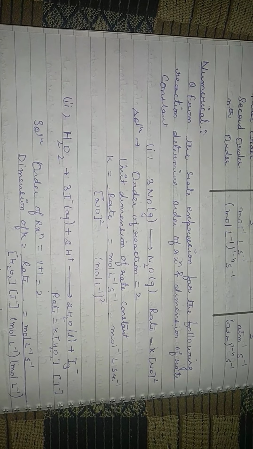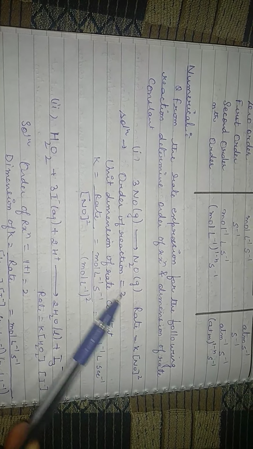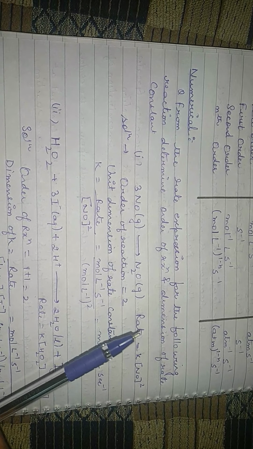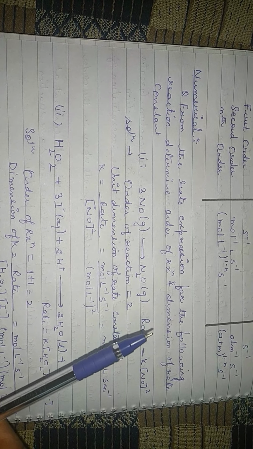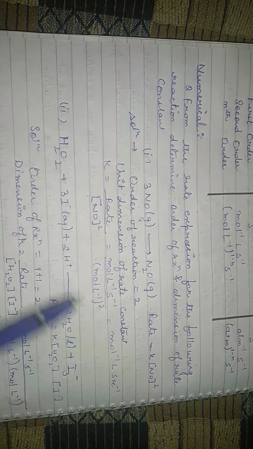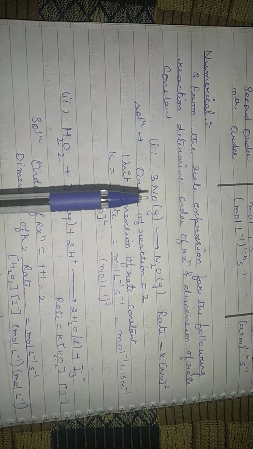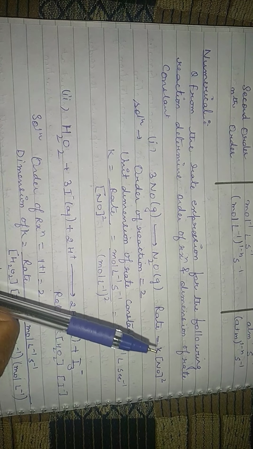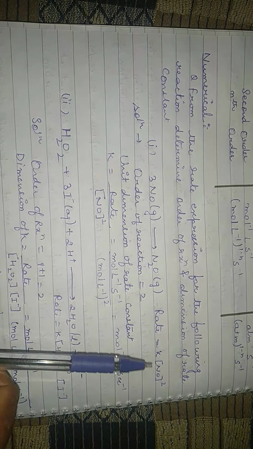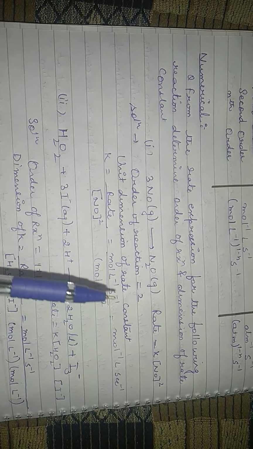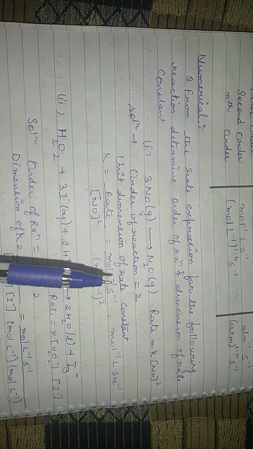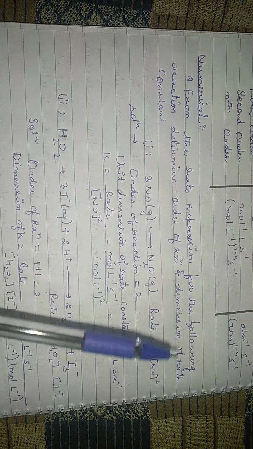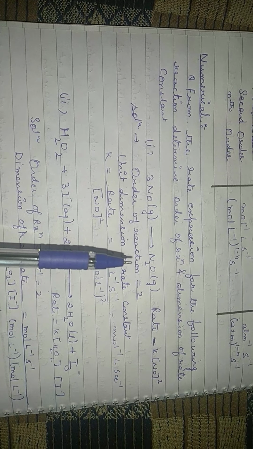Here I have written one numerical for you. It is based on your NCERT. The question says: from the rate expression for the following reaction, determine the order of reaction and dimension of rate constant. This is the reaction, 3 moles of nitric oxide gives you N2O, and the rate is equal to K NO to the power 2. So what would be the order of reaction? We have to find out the order of reaction and the dimension of rate constant.